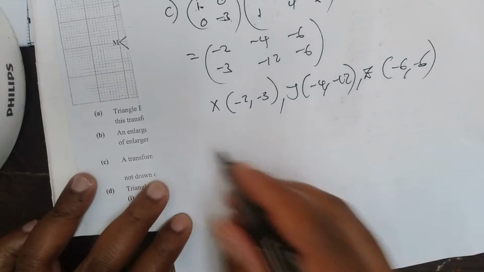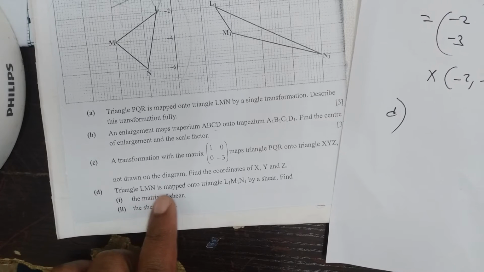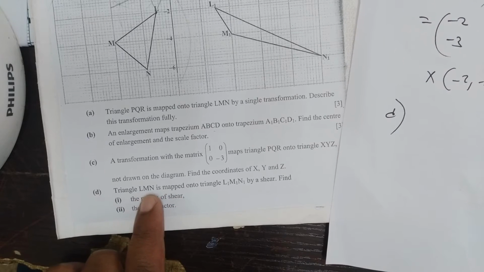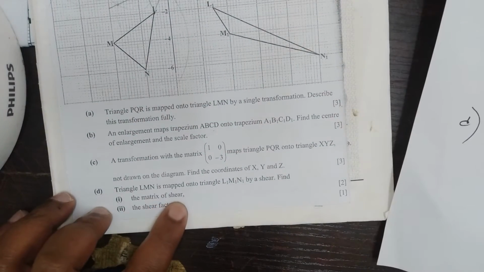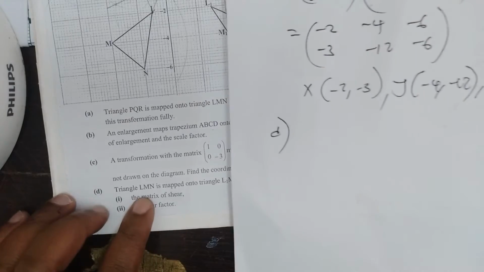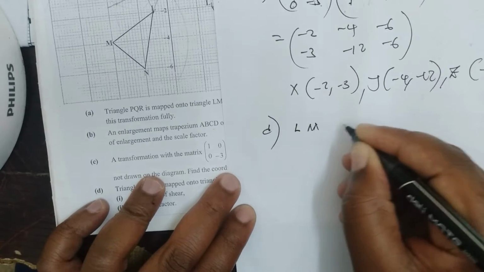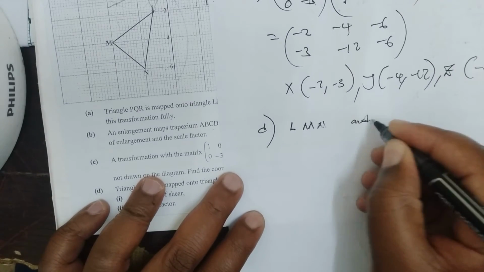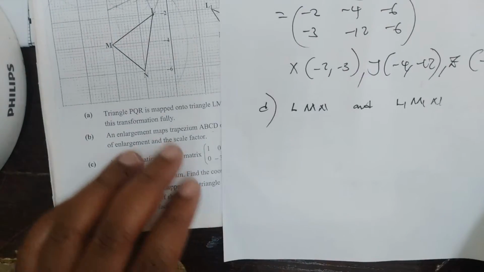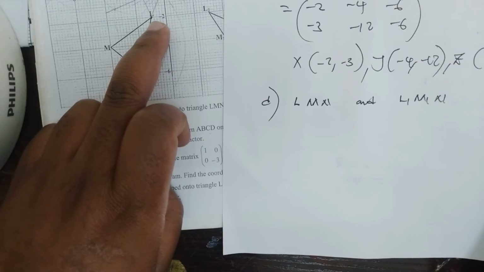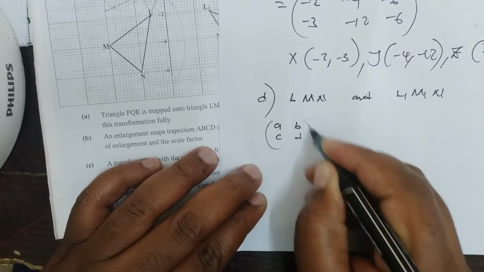Then we go to D. Triangle LMN is mapped onto this one. This is mapped onto that. All right. Find the matrix of shear. Find the shear factor. So what we are going to do is we get the coordinates of L, M, N, and you can even get the coordinates of L1, M1, and N1. Okay, what are the coordinates of this one? So we need to multiply a matrix, this one, by the coordinates of this one.